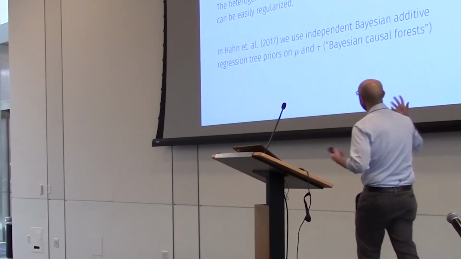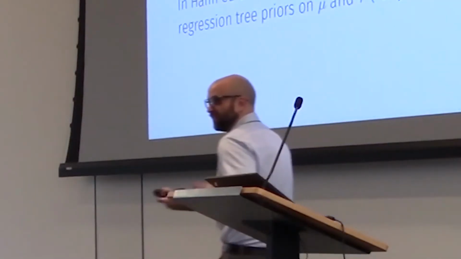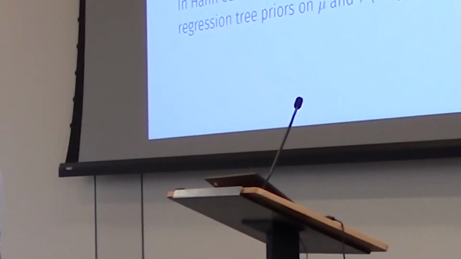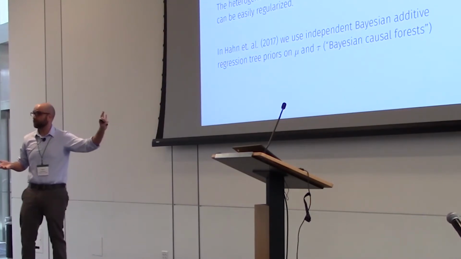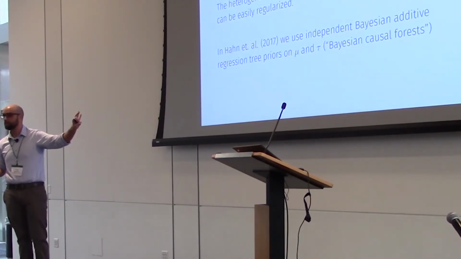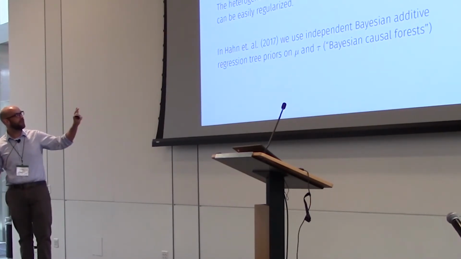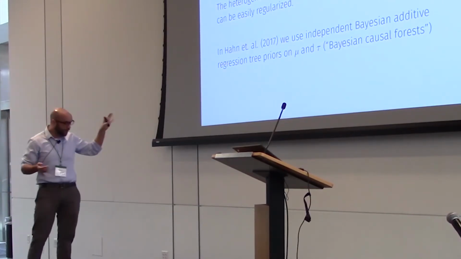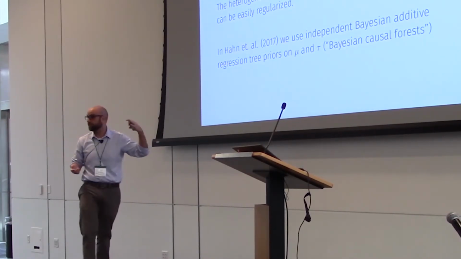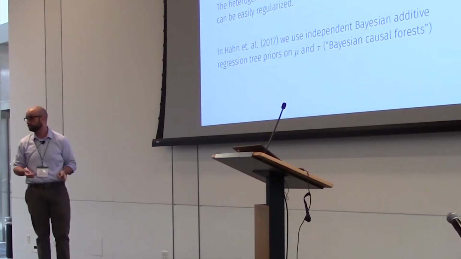So in our paper, we used independent BART priors on mu and tau. I don't really have time to tell you what BART is, except that it's awesome. But all the points that I just made are sort of generic. They're not really specific to trees at all. Right? If we're thinking about writing down a prior distribution model for heterogeneous treatment effects, we should really be thinking carefully about how to specify that prior.